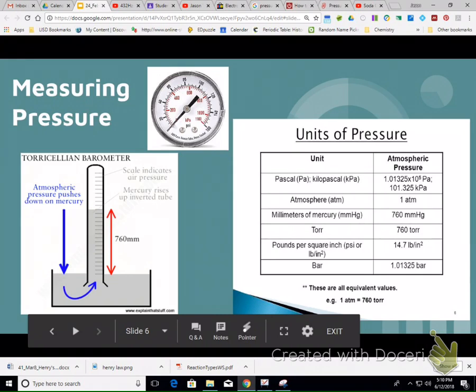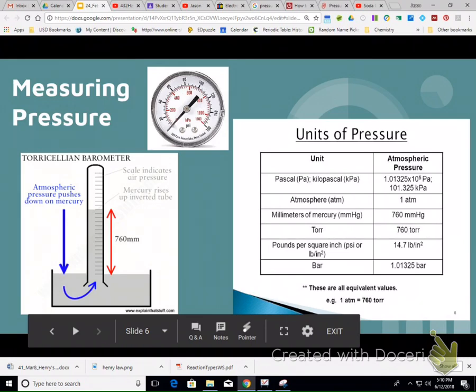In the U.S., we also use PSI, pounds per square inch. 14.7 is atmospheric pressure in that particular unit. Those of you who've ever filled up soccer balls, volleyballs, basketballs, footballs, and the pressure gauges, or filled up a tire when you go to the gas station and you have to air up a tire. Those gauges read out like 28, 35. Those are PSIs.